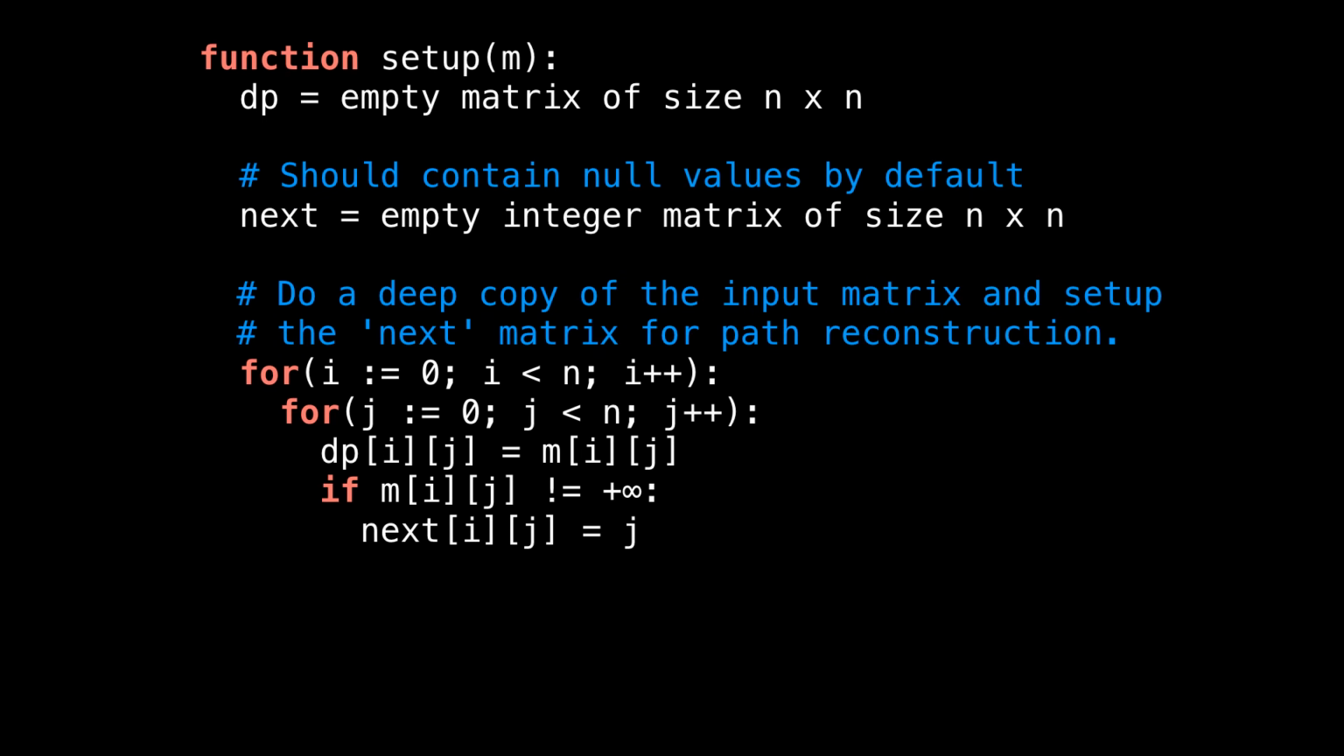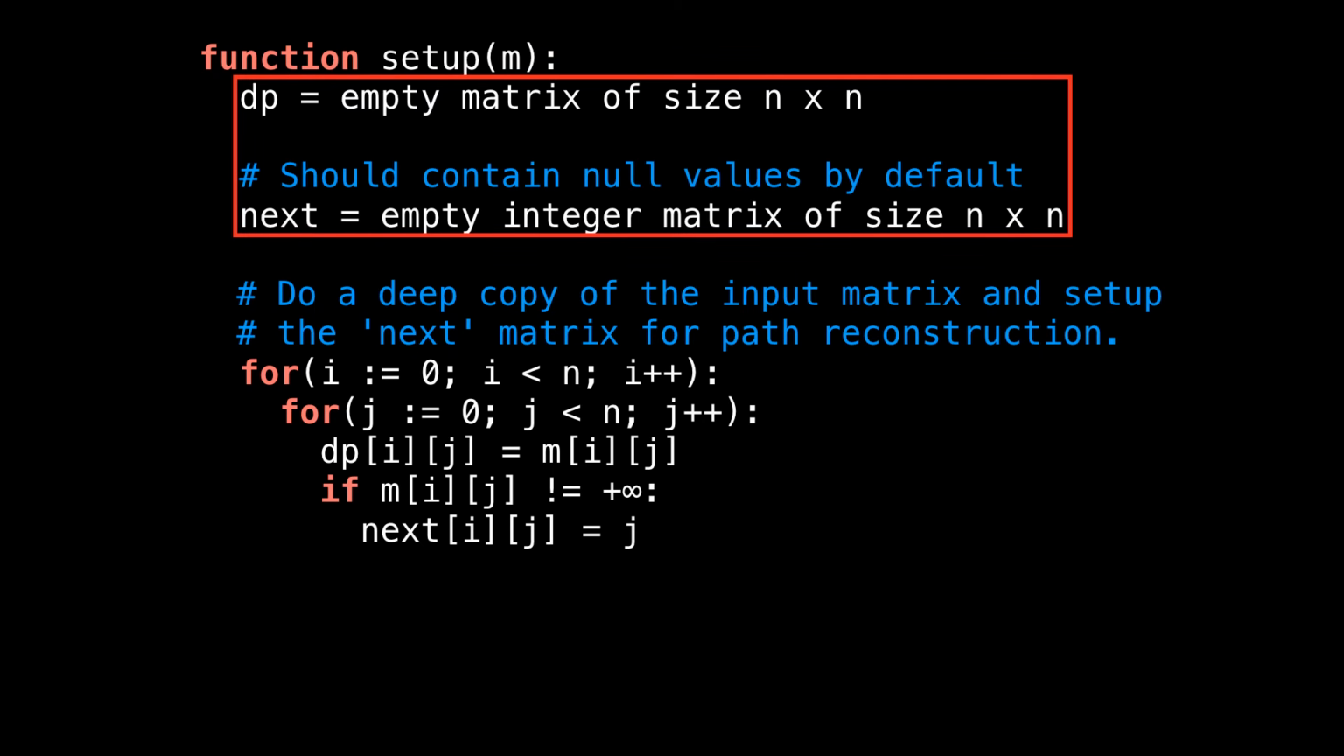So here we are inside the setup function. The first thing I do is I allocate memory for our tables. The DP matrix should have the same type as the input adjacency matrix. What I mean by this is if your edges in your input matrix are represented as real numbers, then your DP matrix should also hold real numbers. The next matrix will contain indexes of nodes to reconstruct the shortest paths found from running the Floyd Warshall algorithm. It is important that initially this matrix be populated with null values.